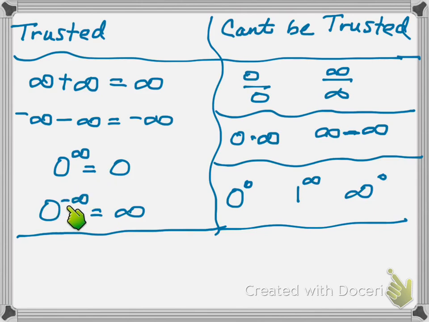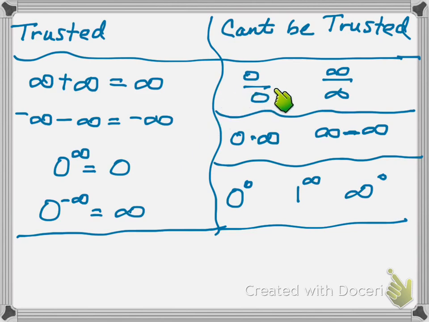This one, 0 to the negative infinity, is like 1 over 0 to the infinity, and that's why it goes to infinity. Kind of like the reciprocal function backwards, I guess you could say. As you approach 0, it goes to infinity. So this would be approaching 0. So anyway, the point is all 4 of these can be trusted. They will always give you these answers no matter what.